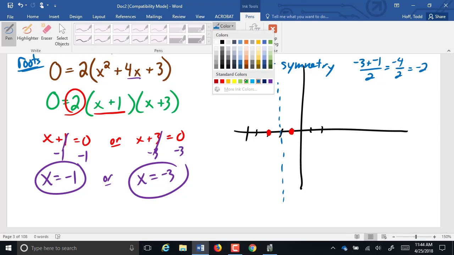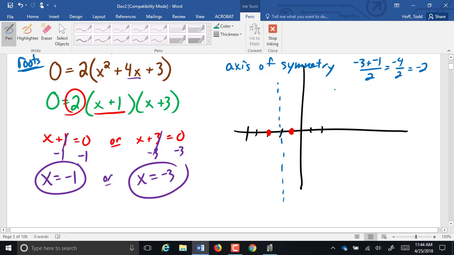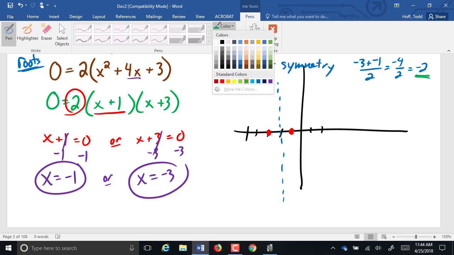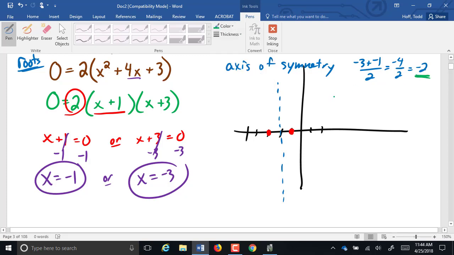And now we find our vertex. We put negative 2 in for x to see what we get for y. So y equals, I'm going to go back to the original equation. So 2 times negative 2 squared plus 4 times negative 2 plus 3.